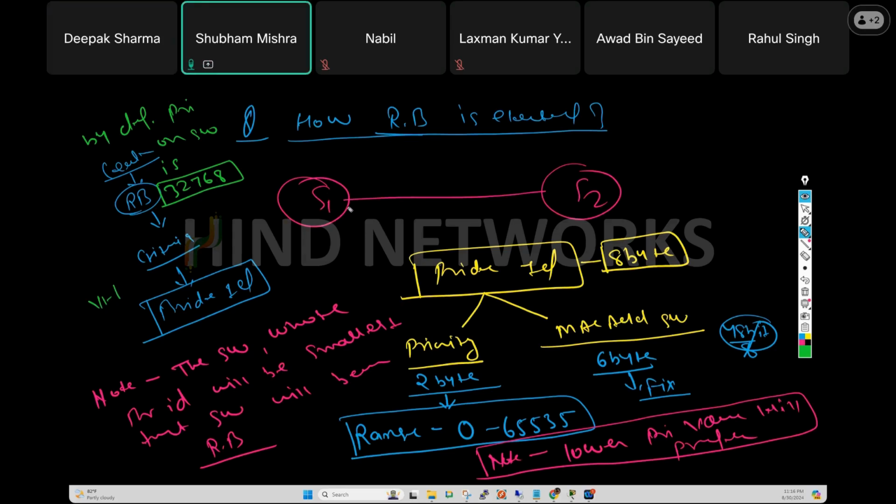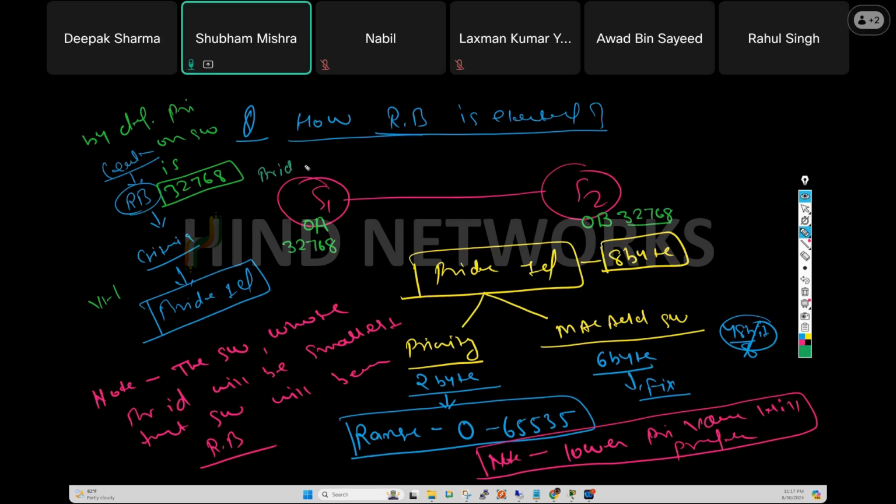For example, on this switch, the MAC address is 0A. It is visible, right? The MAC address of the other is 0B. By default, priority is 32768, and here the priority is also 32768. Any doubt, everyone? It's clear? Okay. Now, what is the bridge ID here?